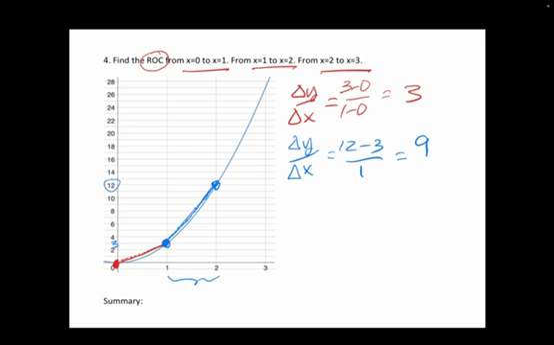And then for the third ordered pair, it's from 2 to 3. So we're going to be going from when x is 2 to when x is 3.